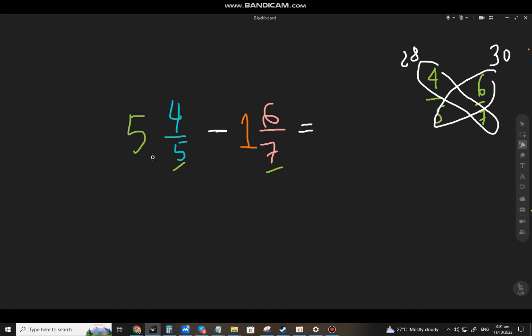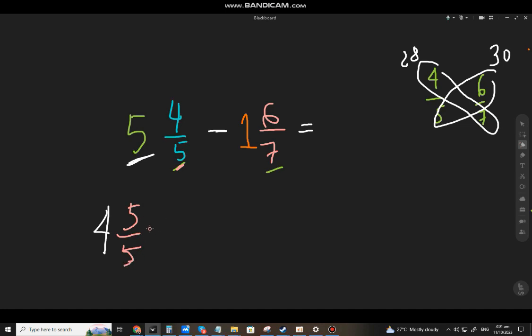We need to ask help from 5, the whole number here, because the minuend should be greater than the subtrahend, or else there'll be a problem. So let's ask help from 5. We subtract 1 from 5, that will be 4, and we put a fraction beside 4. So what are we going to put? We base it on the denominator 5 here, right? That will be 4 and 5/5.